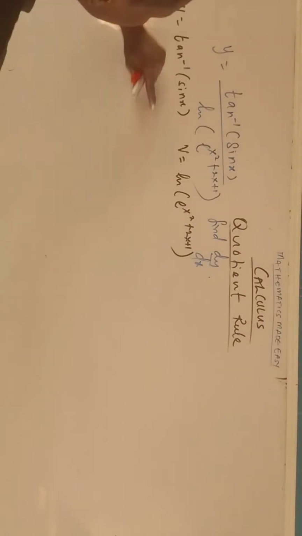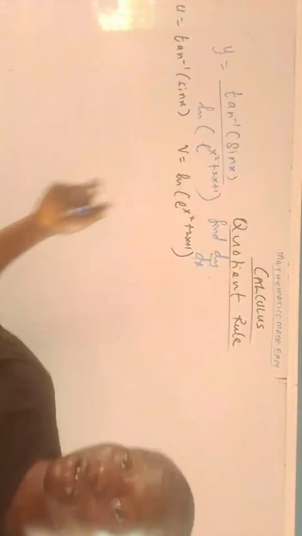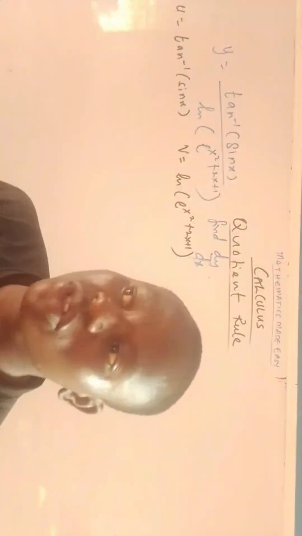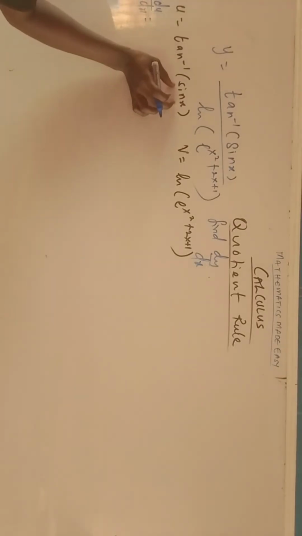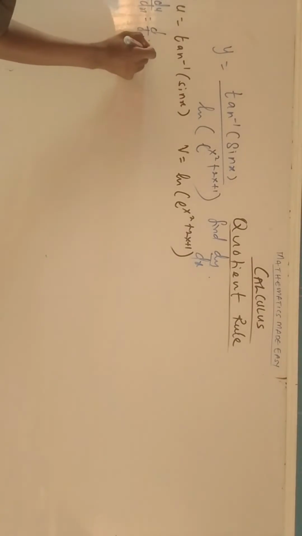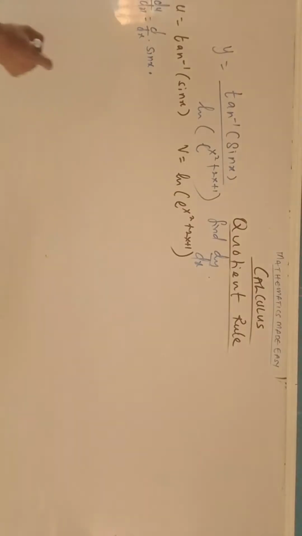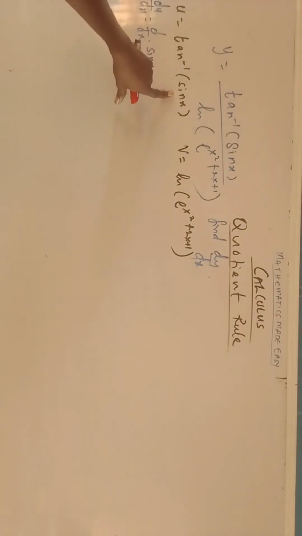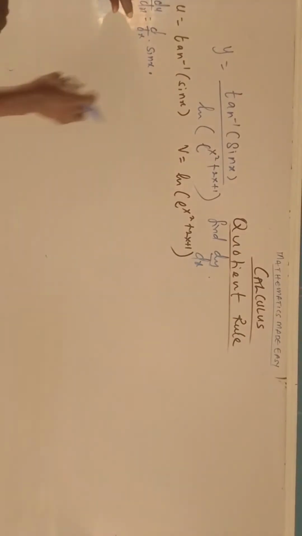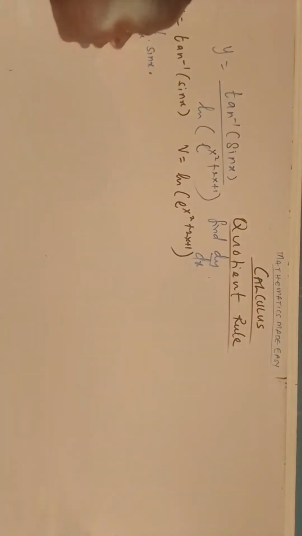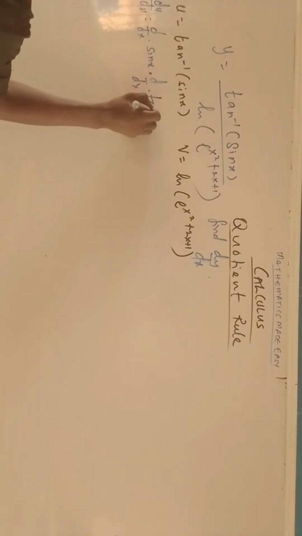Now the first thing is to find the derivative of u, and I told you there is a shortcut you are going to make use of. So du/dx will be equal to the derivative of sin x, that is d/dx of sin x, multiplied by the derivative of arctangent of sin x. If I call sin x lambda, it means multiply by d/dlambda of arctangent of lambda.